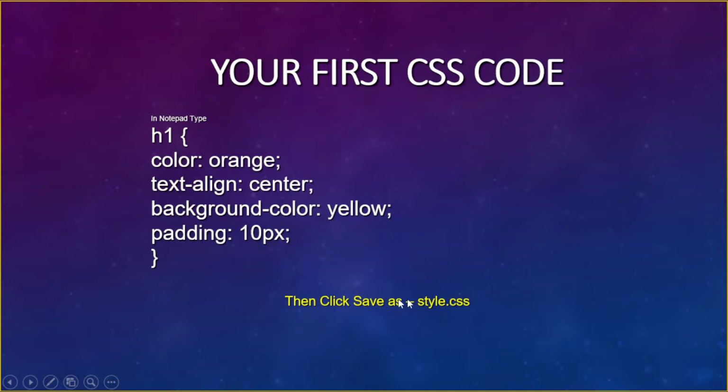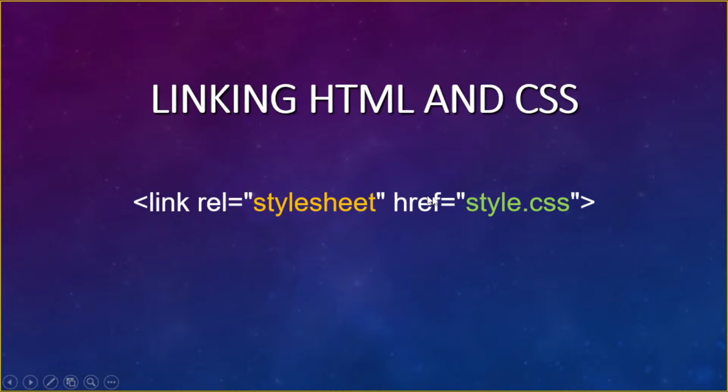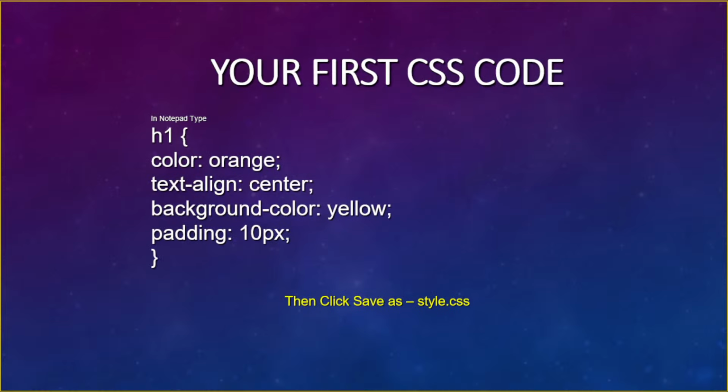So when you are saving, you're going to save it as CSS. And because the link we gave here that is already on our HTML is style, we are going to save our own CSS as style.css. All right, we're going to save it as style.css. So let's go and write our first CSS code.